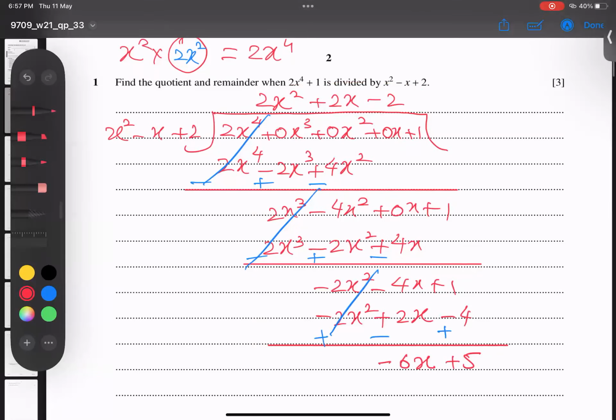And what he was asking from us is what is the quotient and what is the remainder. Now you can see from here. So quotient and remainder, we got finally.